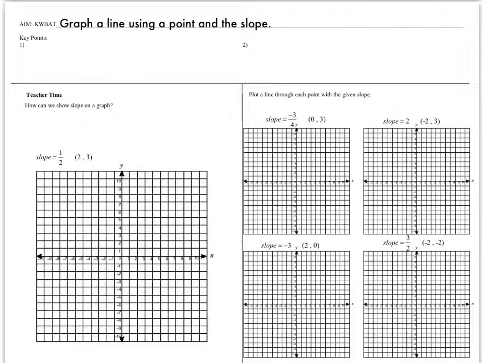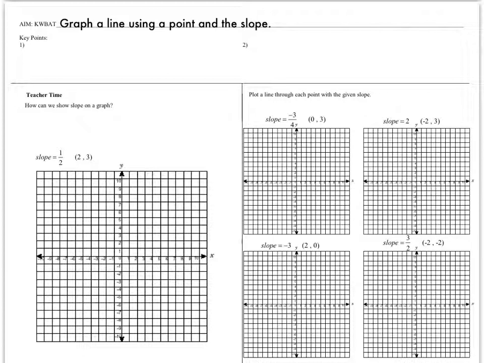So today we're going to be able to graph a line using a point and the slope. At this point, all of the graphing that we have done has required us to use an equation and plug and chug. Today is going to be a little bit different. We're not going to be given an equation. We're just going to be given some information about the line. We're going to be given a point that is on the line and the slope of the line.